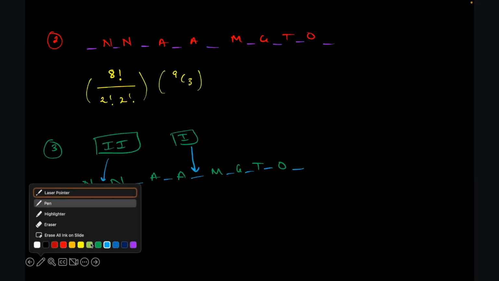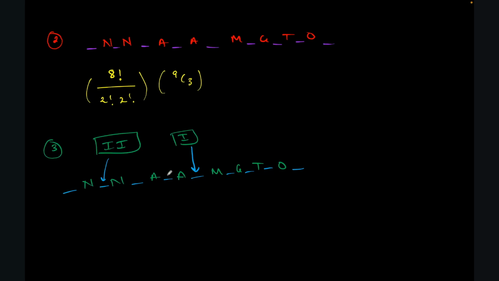Now, same process as before. We have 1, 2, 3, 4, 5, 6, 7, 8, so 8 factorial by 2 factorial by 2 factorial. And then we have the I's, right? So we multiply this with the 9 spots, and we do 9C2. Again, I'm treating this like an entity. So 9C2.